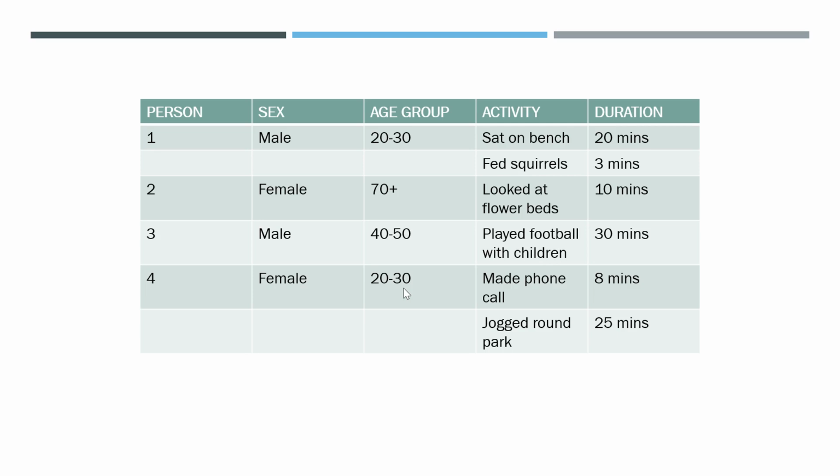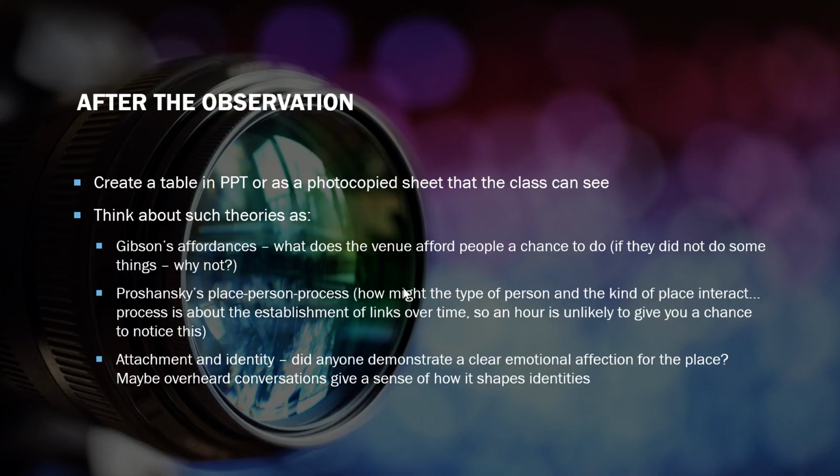You're just noting the fact that she made a phone call. That's sufficient in and of itself without needing to know what she said or who she was talking to or anything like that. So you're just keeping track, and then when you get home after your observation, you convert that into a table.